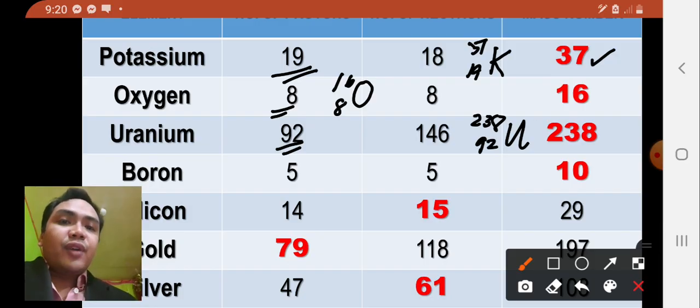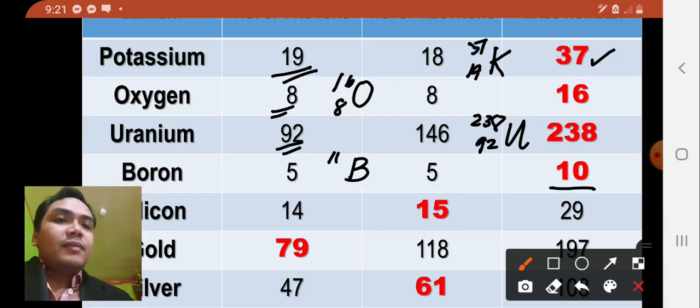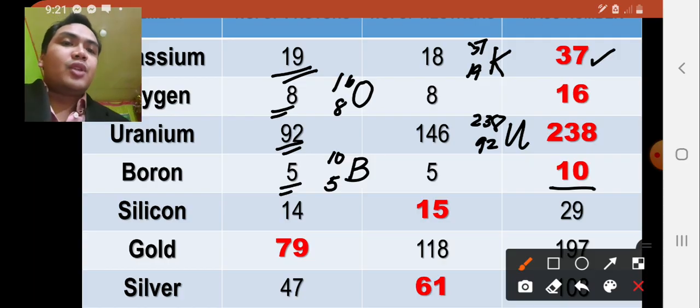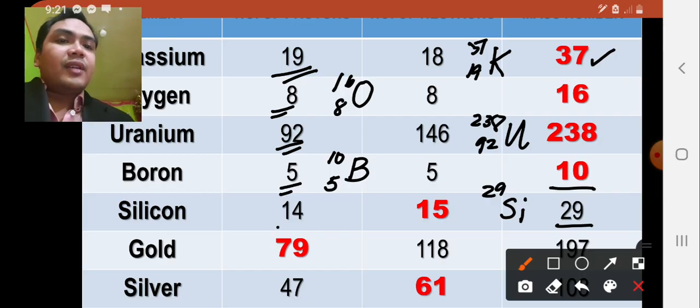For the next item, you have boron. We know very well that its symbol is capital letter B, and its mass number is equal to 10. In addition, it has a proton number of 5. Therefore, its atomic number is also equal to 5. For the remaining items, you have silicon. Its symbol is Si, its mass number is 29, and its atomic number is 14.